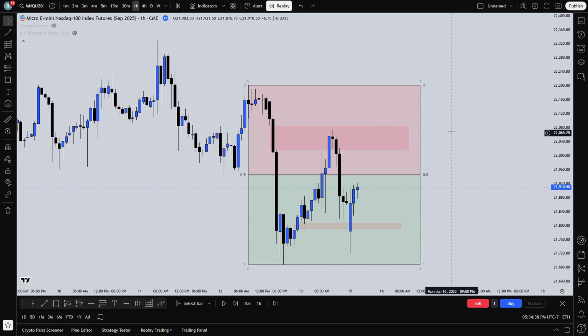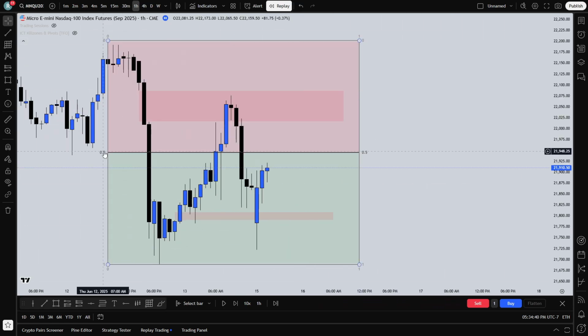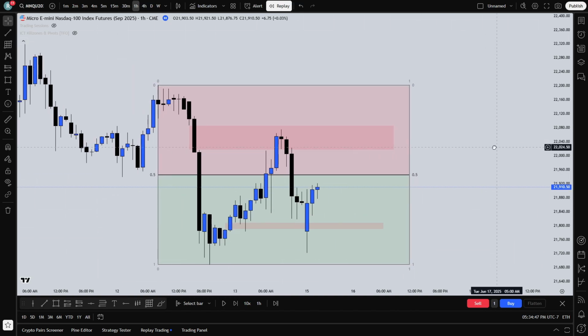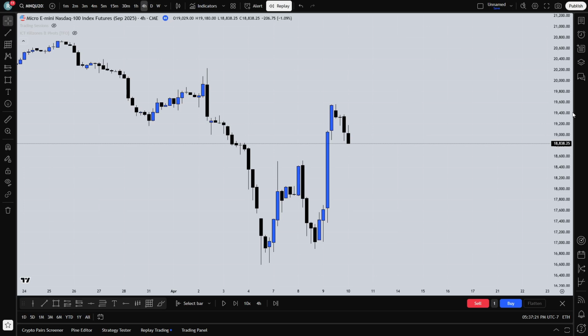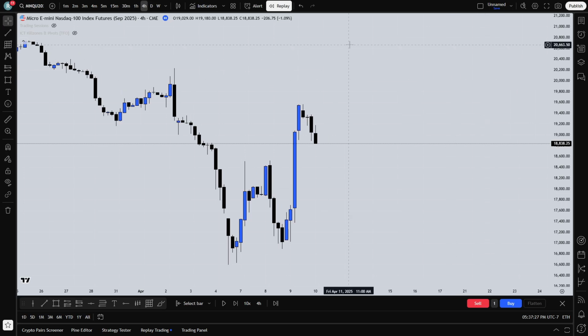So basically, that's exactly what equilibrium is. Once price comes up, breaks, or crosses that 0.5 mark right there, that's how you know you're going to be in a premium zone now. All right, so I'm going to go ahead and show you another example for right now.